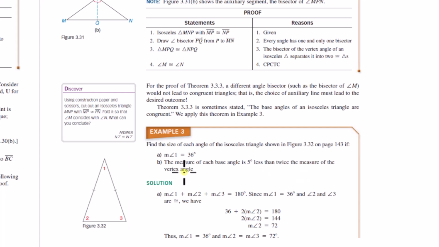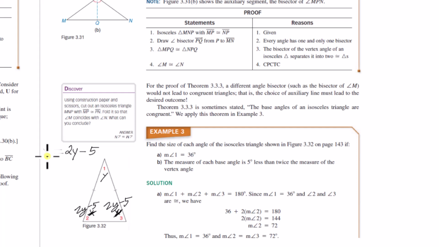Okay, part B says, what if the measure of each base angle is 5 degrees less than twice the measure of the vertex angle? So if each base angle is x, then they're saying that the measure of each base angle, x, is equal to 5 degrees less than twice the measure of the vertex angle. So if the vertex angle is y, then you take twice the measure of the vertex angle and 5 less than that. That's what x is equal to.